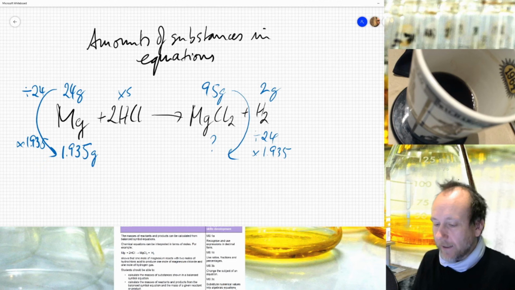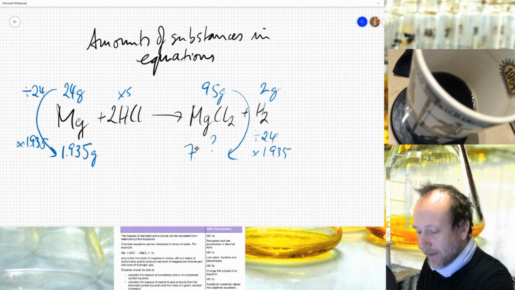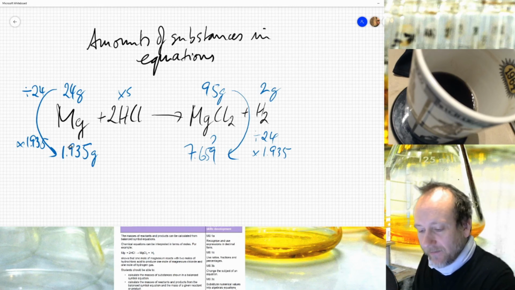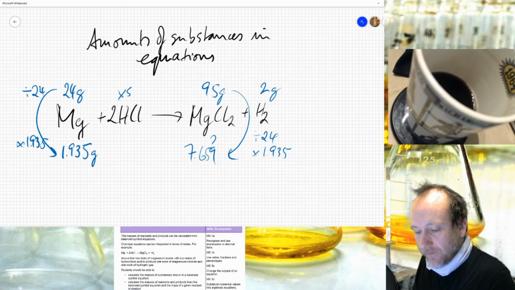And then we'll do a sanity check and see whether that is correct. So 7.659 is the answer for that. So that's rounded to the 4th decimal. So let's have a look and see whether that makes sense.